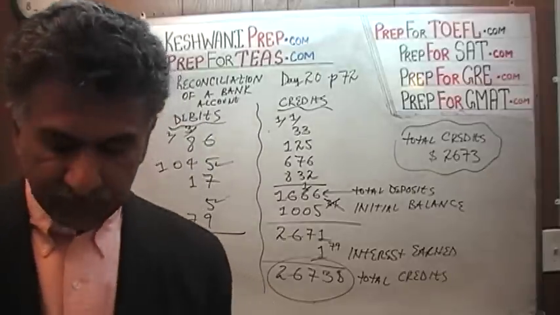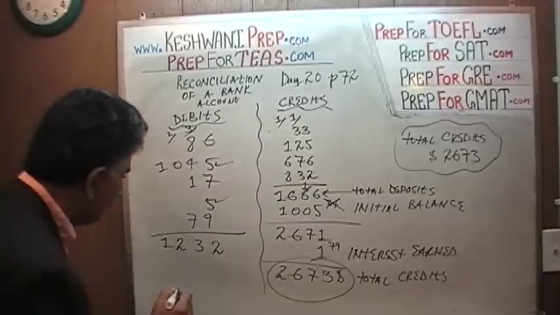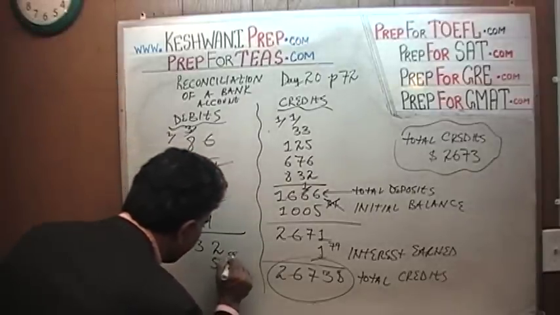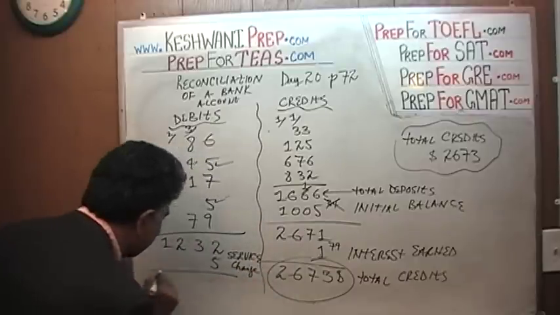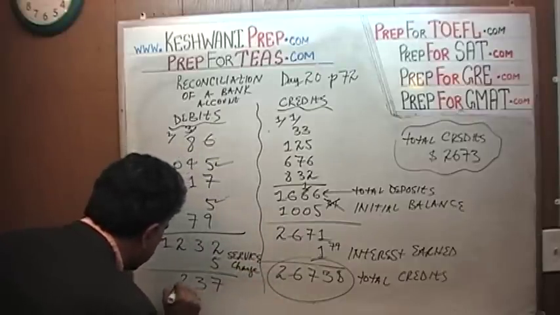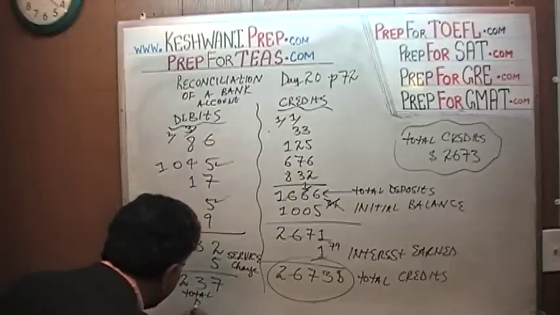Any other money going out of the account? The answer is yes. We have to pay $5 in service charge. That's it. Those are total debits.